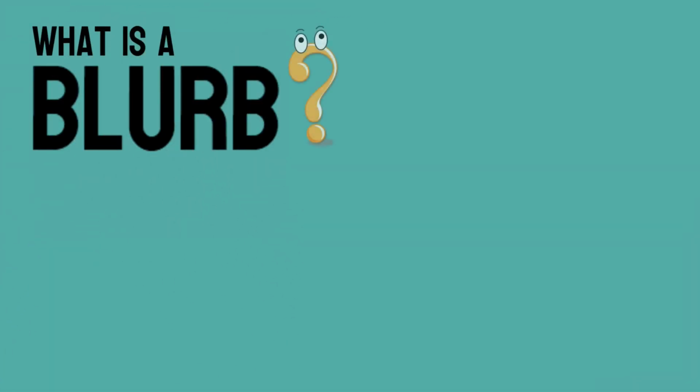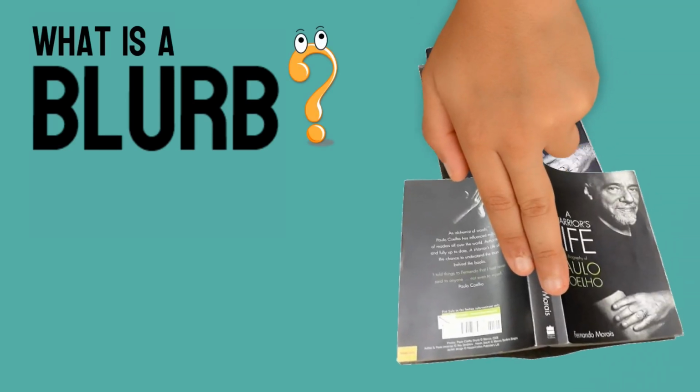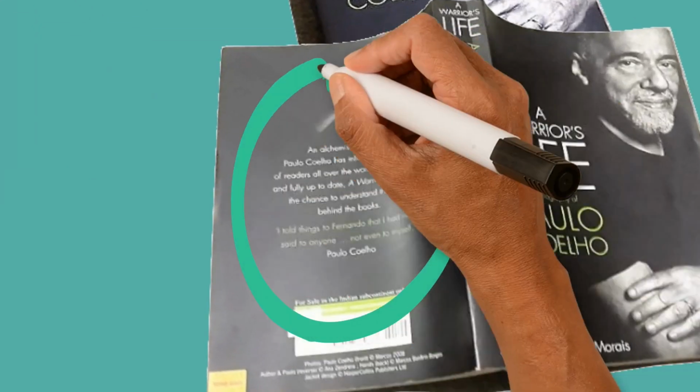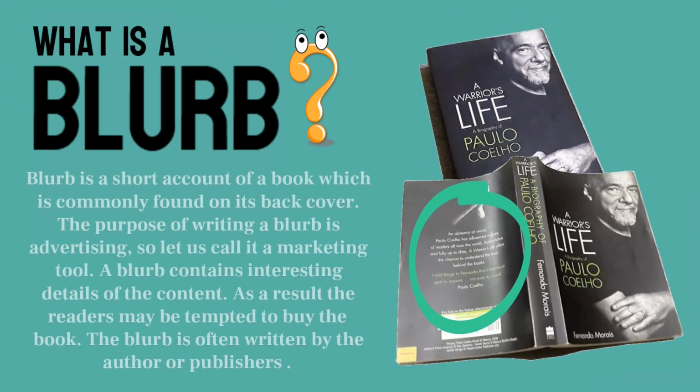Students, can you tell me what a blurb is? A blurb is a short account of a book which is commonly found on its back cover. The purpose of writing a blurb is advertising. So, let us call it a marketing tool. A blurb contains interesting details of the content of the book. As a result, the readers may be tempted to buy the book. The blurb is often written by the authors or publishers.